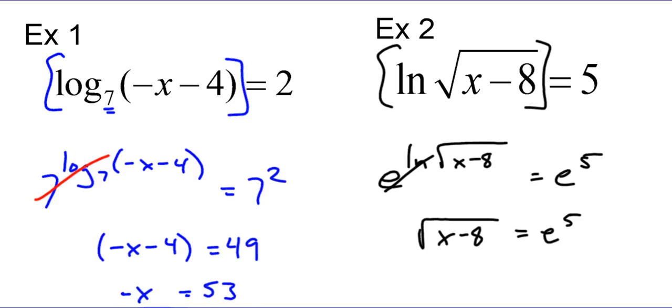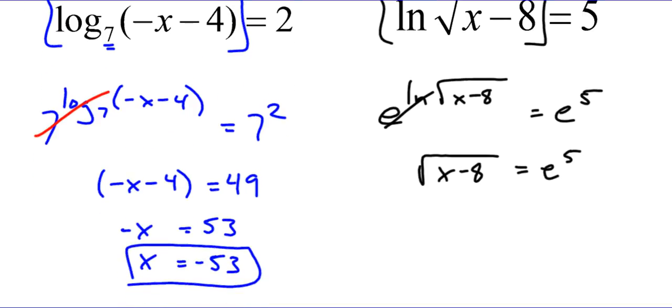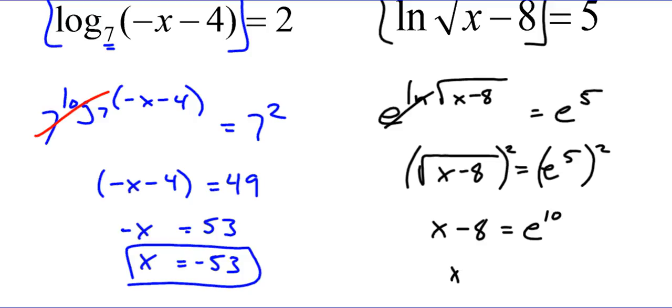From here now, what we're going to do is square both sides. We're going to get rid of the square root. So we're going to square this one. We have x minus 8, and that's going to equal e to the 5th squared. We're going to multiply our exponents then, which will be e to the 10th. And we have x equals e to the 10th plus 8. And we can do that. If you wanted to use your calculator, you can find out what e to the 10th plus 8 is.